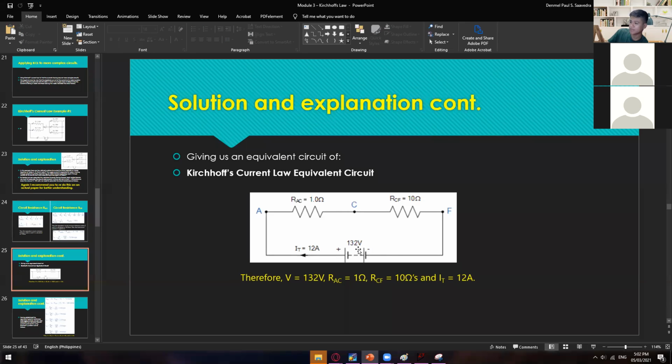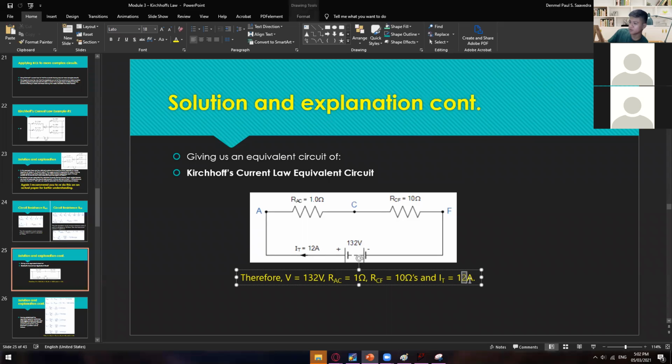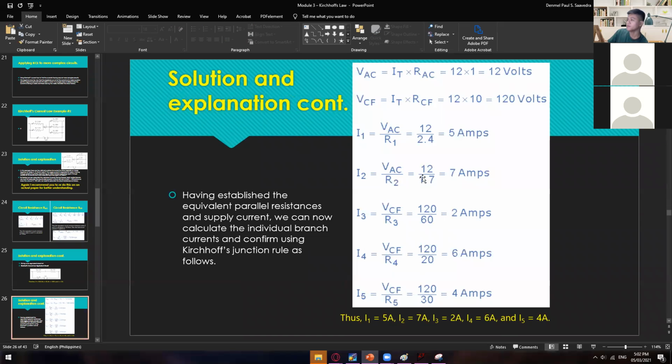So a total of 132 volts, and then a 1 ohm resistor, and a 10 ohm resistor. And then the total current is 12 amperes. From here, you can now solve for the individual currents using their individual resistance. So let's say I sub 1. I sub 1 is equal to VAC, which is of course 12 volts. So how did we get this 12 volts? From the total current multiplied by the resistance on that part, which is 1 ohm.